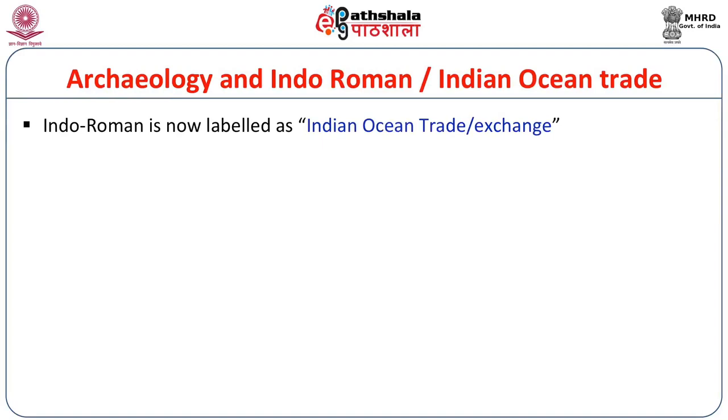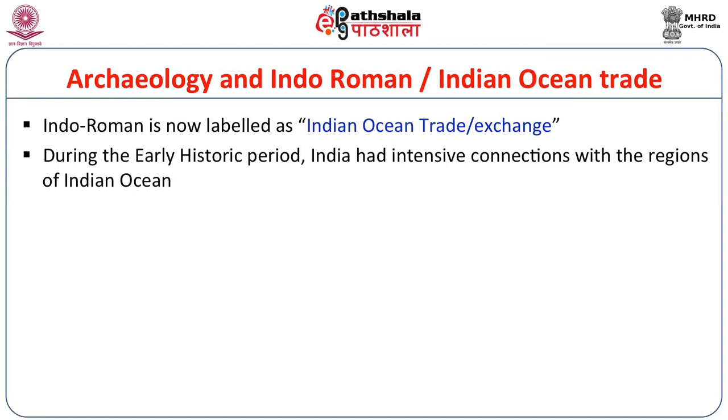We find evidence for these interactions in the form of material culture, sometimes pottery, sometimes beads, sometimes coins, not only on the coast of India but also away in the entire Indian Ocean region. Earlier, scholars were talking about Indo-Roman trade focusing only on the connectivity between India and Rome. Now, scholars are talking about Indian Ocean trade, trying to view these interactions from a holistic perspective. Indo-Roman trade is now labeled as Indian Ocean trade or exchange, giving a broader holistic perspective.